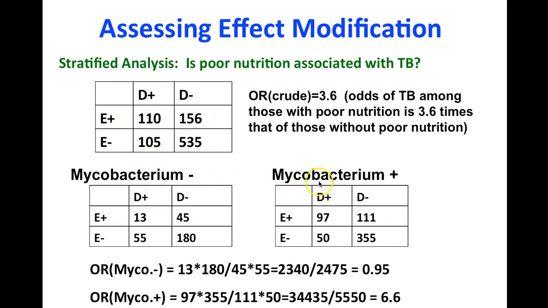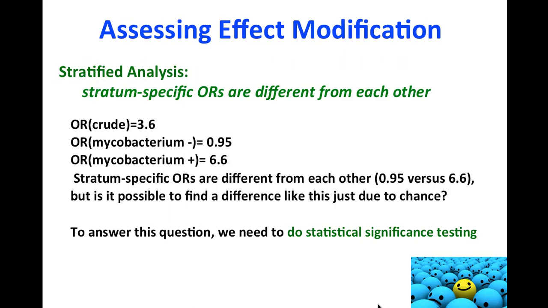Here I stratified them by the presence or absence of the mycobacterium, which we think is the effect modifier. Now I want you to look at the stratum-specific odds ratios, because remember, with confounding and mediation, they will be similar to each other. Are these two similar to each other? They're not. Odds ratios of 6.6 and 0.95 are completely different. So here's an indication that this mycobacterium variable may be an effect modifier, because when the stratum-specific odds ratios are different from each other, the variable is most likely an effect modifier. How different is different? That's what I'm going to teach you next.